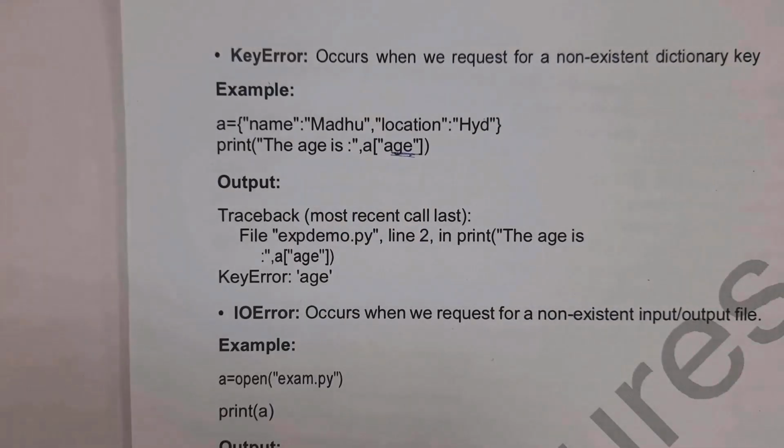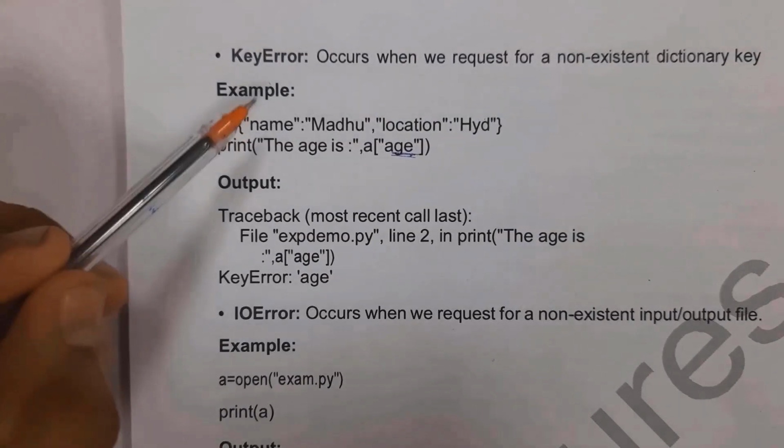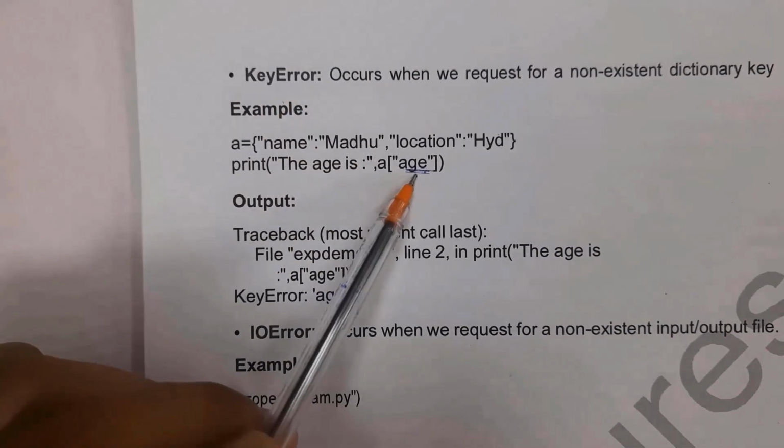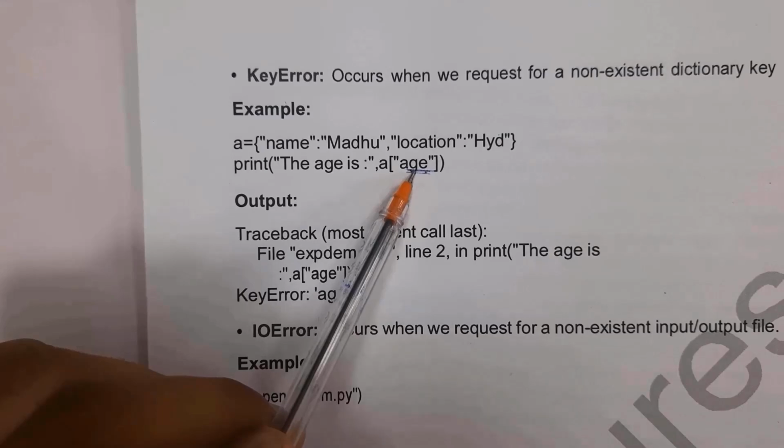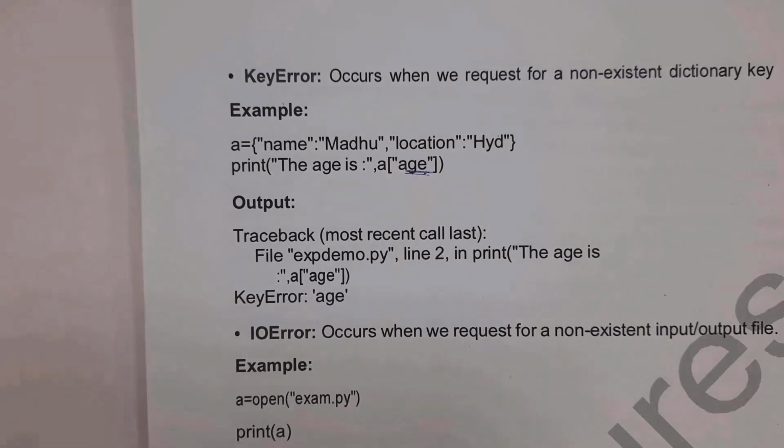Actually there are only two keys present in my dictionary. They are name and location. But here I gave age. This age key is not present in my dictionary, so it will display a key error. We get the output, that is nothing but KeyError: age.